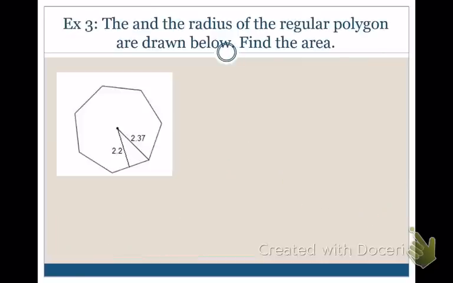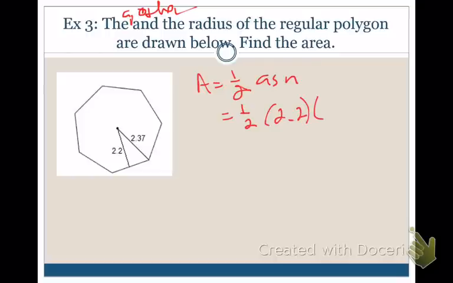Example number 3 here. The apothem and the radius of the regular polygon are drawn below. Find the area. Okay, well, area, 1/2 ASN. The apothem is 2.2. The side length we don't know. And how many sides does it have? 1, 2, 3, 4, 5, 6, 7. So 7. So now go find the side length.